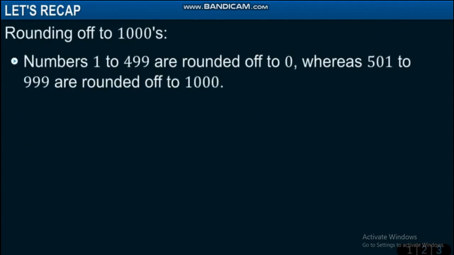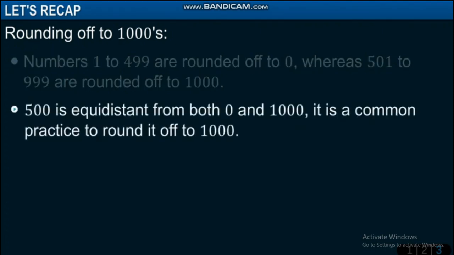While rounding off to 1000, numbers 1 to 499 are rounded off to 0, whereas 501 to 999 are rounded off to 1000. 500 is equidistant from both 0 and 1000. It is a common practice to round it off to 1000.